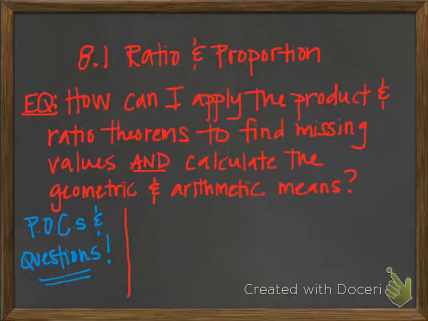Hi kids, we are starting chapter 8. There are 5 sections. The first is called Ratio and Proportion, which is what these notes are over.